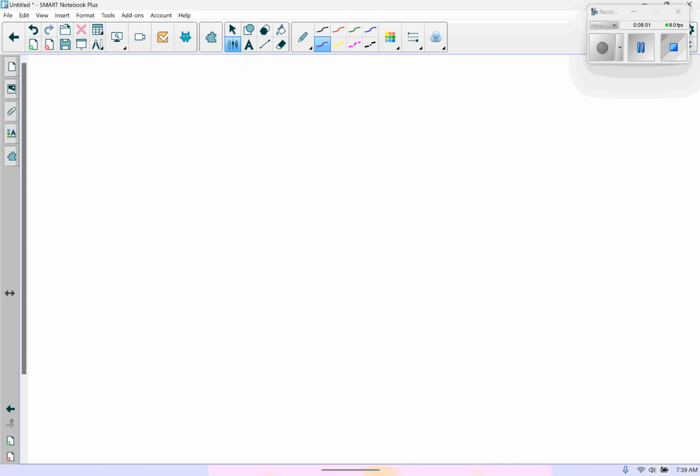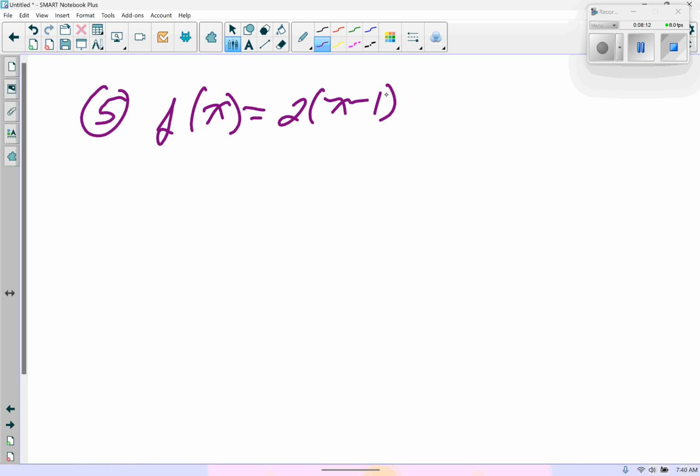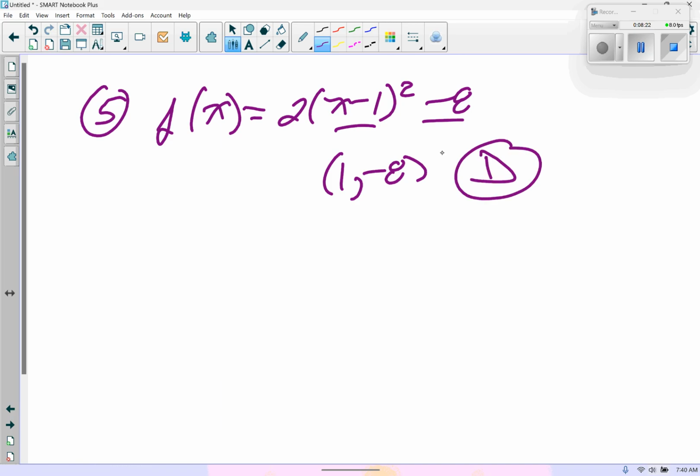All right, go to the back side. If you have any questions about this, feel free to ask me. Number 5, they want us to know, hey, what's the vertex of this equation? So the vertex is the opposite of that, same as that. So 1, -8, looks like answer D.